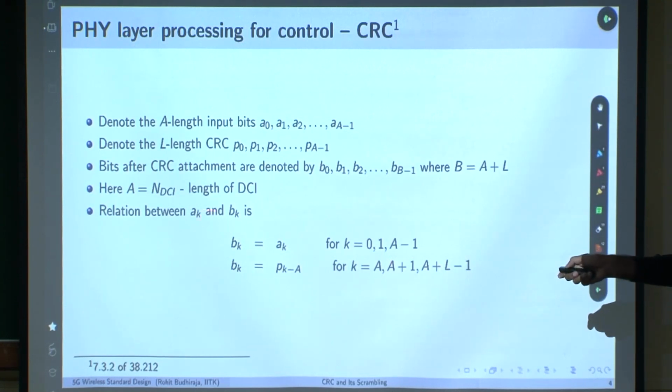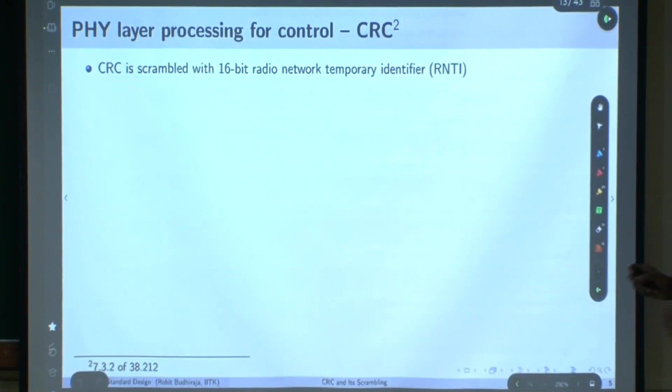What are we saying here? AK is the input to the CRC block and BK is the output of the CRC block, and this is the length. So A is the input, B is the output. Done. So what we have at this stage is the CRC attached DCI. And what I showed you after that was, what was that block? CRC scrambler. Correct?